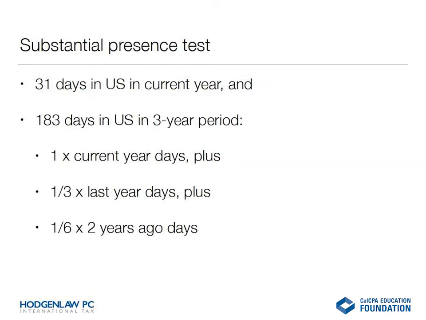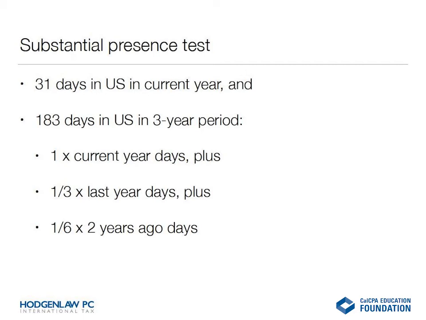Now moving on to the substantial presence test. The substantial presence test is more of a math equation, and this just relies on the number of days that you spend in the U.S. over a 3-year period. First of all, you have to be in the U.S. for 31 days in the current year.